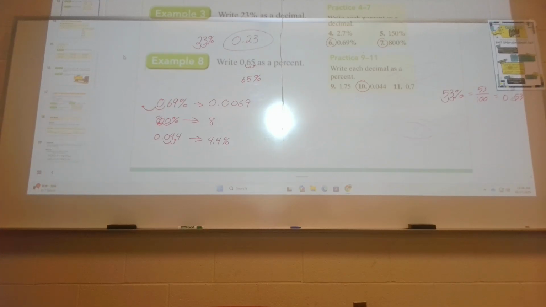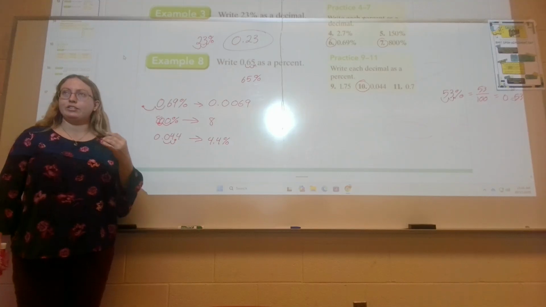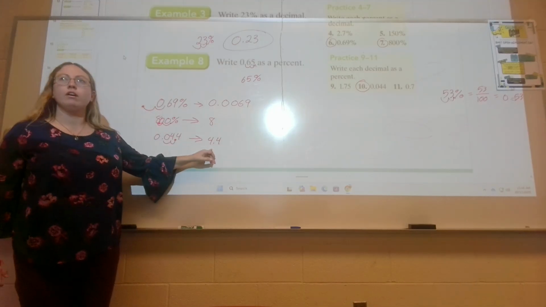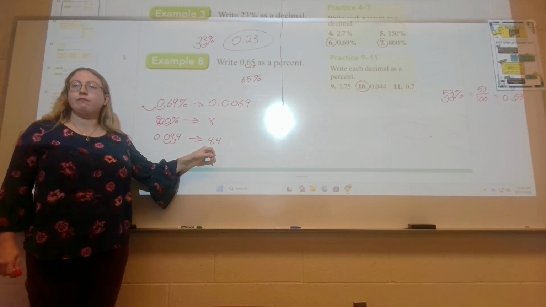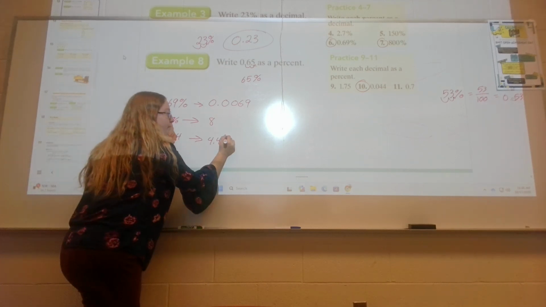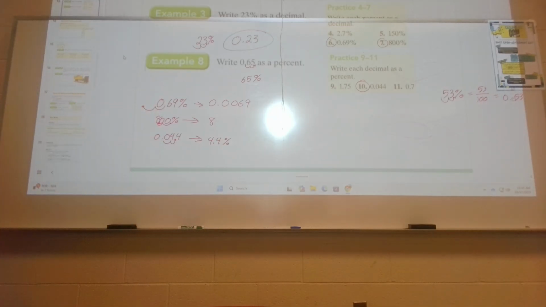When you're writing an answer as a percent, please make sure you remember the percent sign. All right, because let me tell you what happens in my head. If I'm looking at this and I don't see a percent sign and I just see 4.4, I'm like, oh, 4.4, that's 440%, right? You need the percent sign to tell me and anyone else looking at this that that particular number is a percentage, not the decimal form of a percent. That is the percent. All right, so the percent sign is very important.